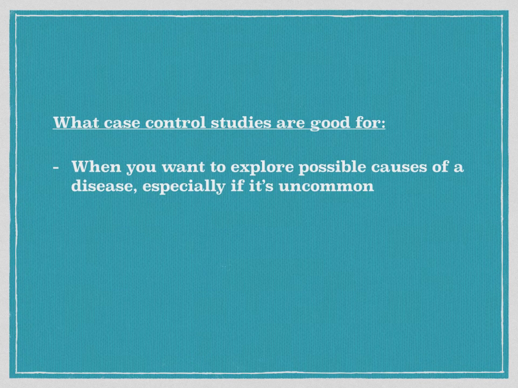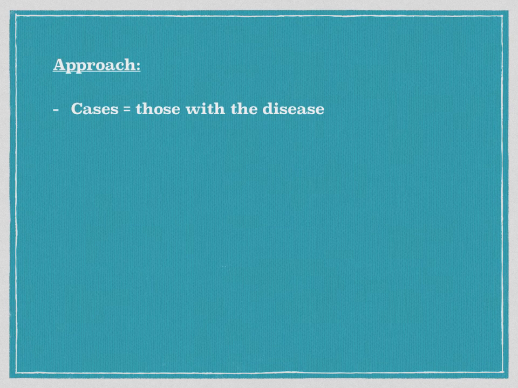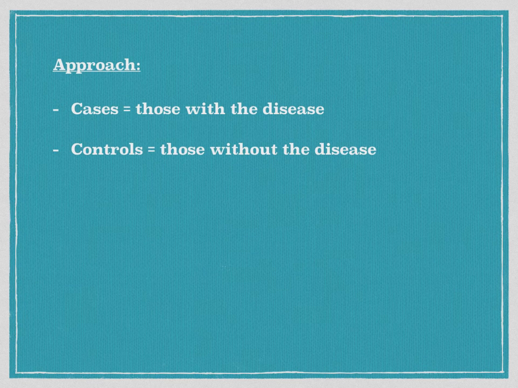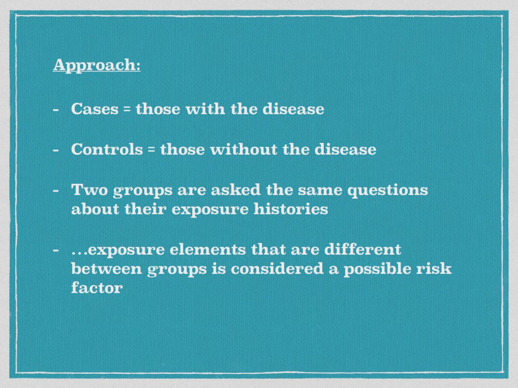This approach is used when the disease is relatively uncommon and the risk factors are relatively unknown. Here's how it works. Cases are selected for inclusion in the study based on their disease status. Those with the disease are cases, and those without are controls. The two groups of participants are asked the same questions about their exposure histories, and elements that differ in their reports are considered possible risk factors for the disease.